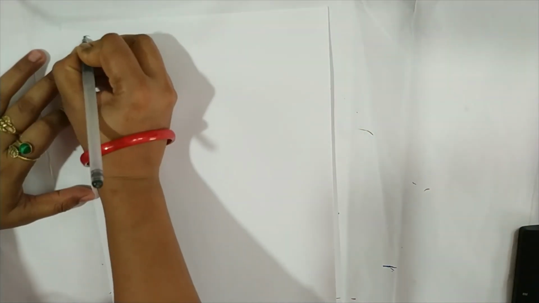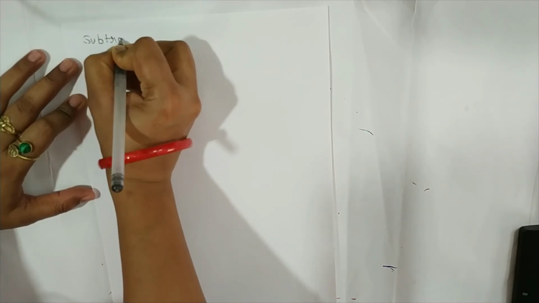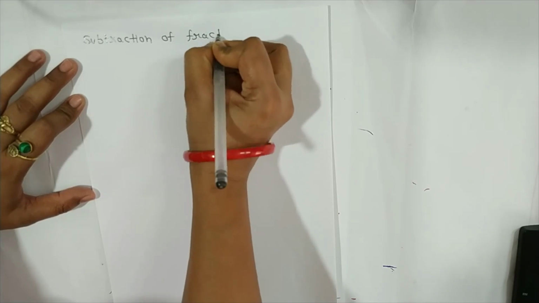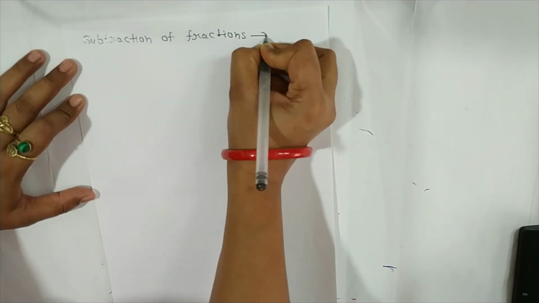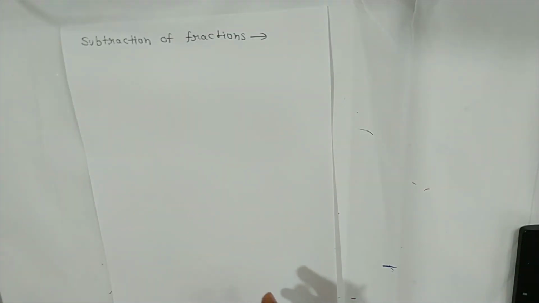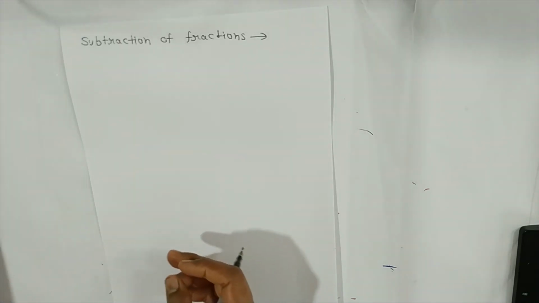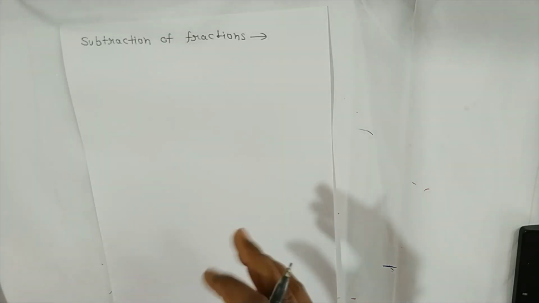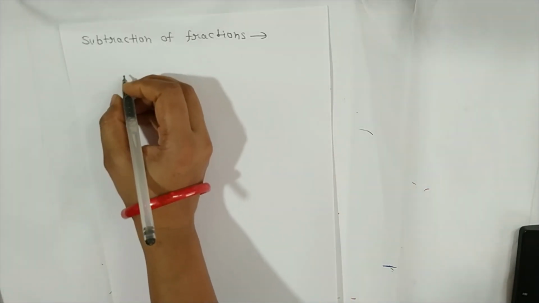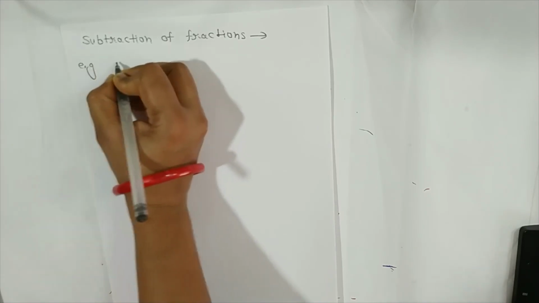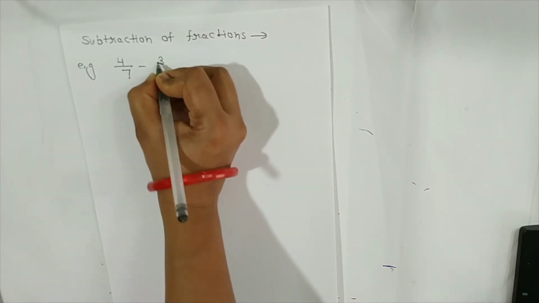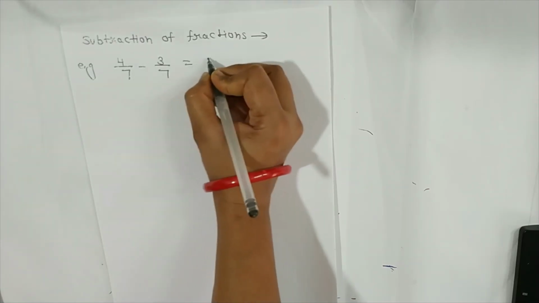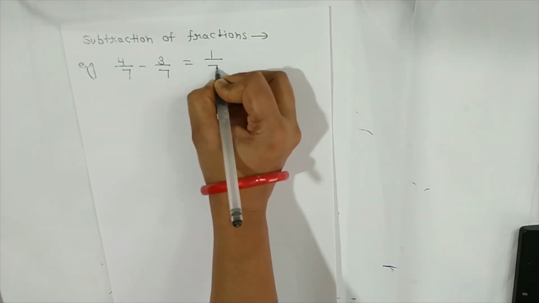Now subtraction of fractions. In this also two cases will be there: when denominators are the same and when denominators are different. Here the first example, 4 upon 7 minus 3 upon 7. So we have to subtract the numerators only. So 4 minus 3 becomes 1 upon 7.